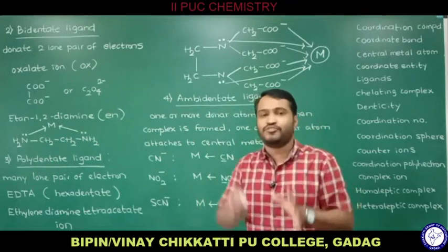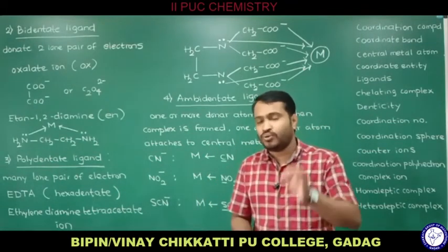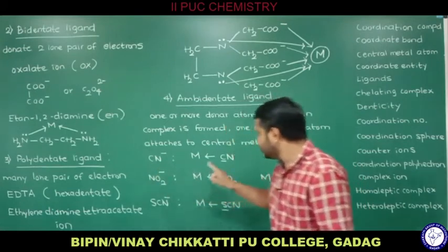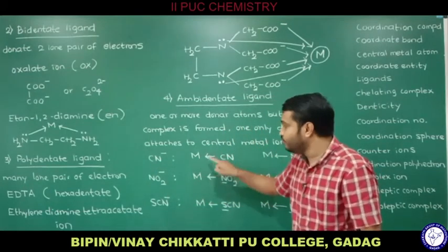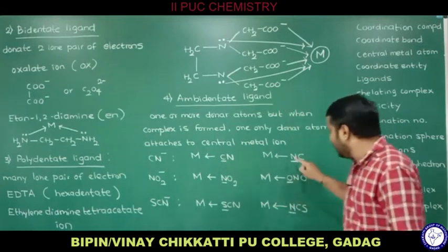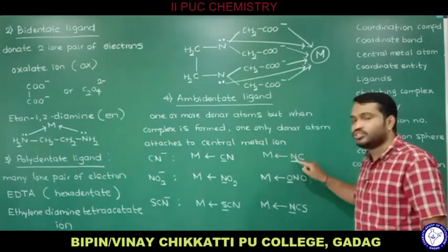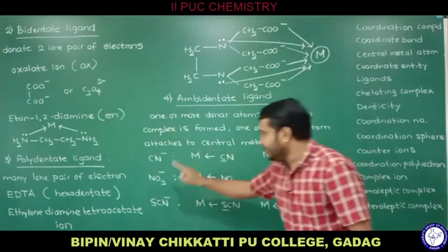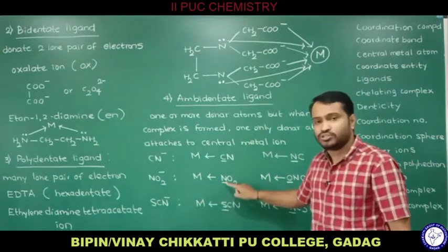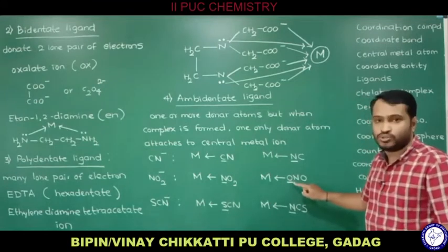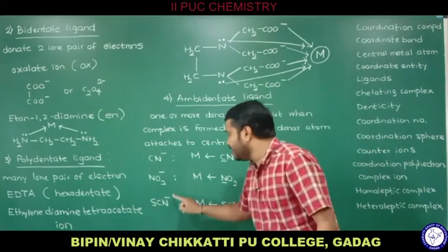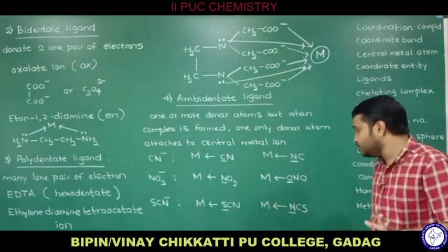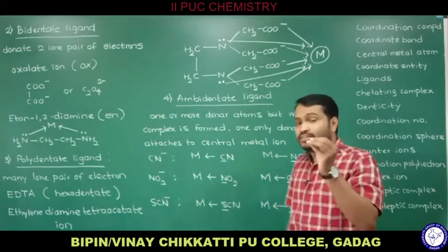But when the complex is formed, out of these two, only one is going to attach to the central metal atom. In CN minus, carbon attaches to the central metal atom because carbon donates the lone pair of electrons. In NC, nitrogen attaches to the central metal atom because nitrogen donates the lone pair of electrons. We'll see some other complex compounds later. In NO2, nitrogen is also a donor atom and oxygen is also a donor atom. In SCN minus, thiocyanate ion, sulfur is also a donor atom and nitrogen is also a donor atom. And that is all about the ambidentate ligand.